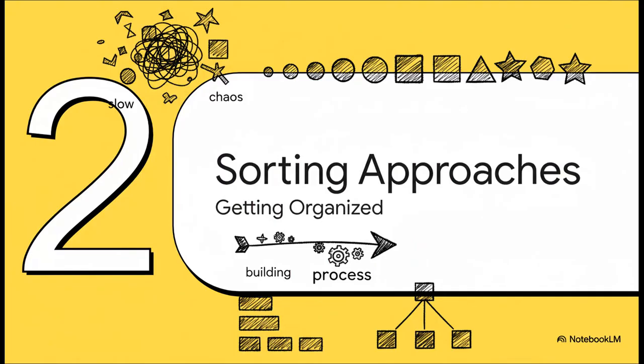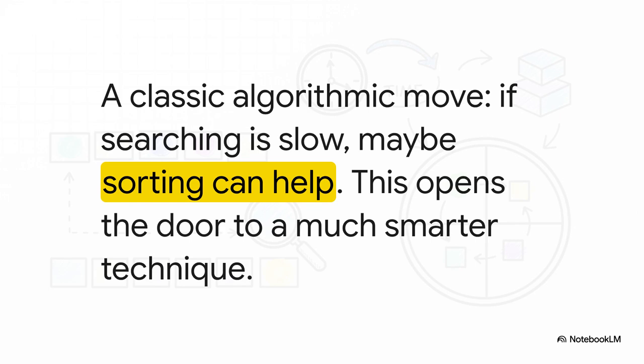Okay, O(n squared) is slow. We can do better, right? So, what if we tried to bring a little bit of order to all this chaos first? Let's take a look at how getting organized can really speed things up. This is such a classic move in algorithms. When searching is slow, a lot of the time, sorting can help. As soon as the numbers are in order, from smallest to largest, we can get way smarter about how we look for our pair. This is going to let us use a really clever technique called two pointers.